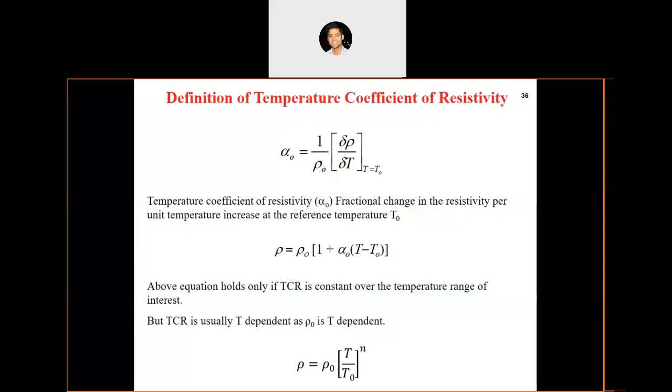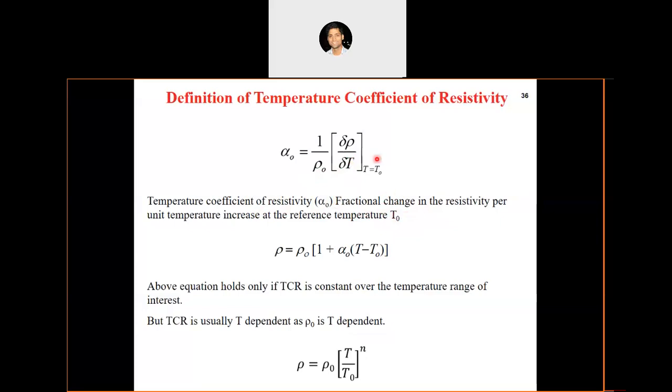So if you see delta rho by rho naught, that is the fractional change in the resistivity per unit temperature increase, which is delta T here, right? So delta rho by rho naught is the fractional change in the resistivity per unit temperature increase at a reference temperature T naught. That's how we define the temperature coefficient of resistivity.